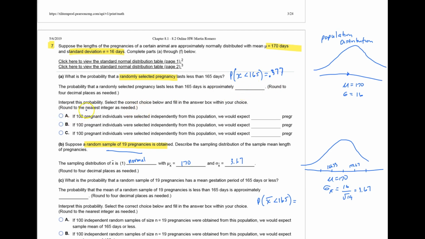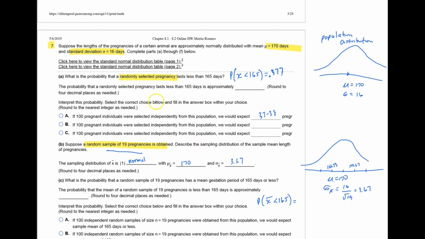And then this question here, interpret what that means. If 100 pregnant individuals were selected independently from this population, we would expect 37 to 38 pregnancies to last less than 165 days.